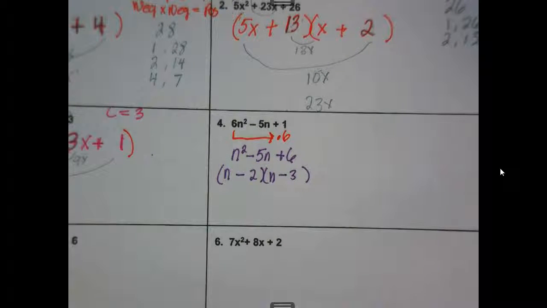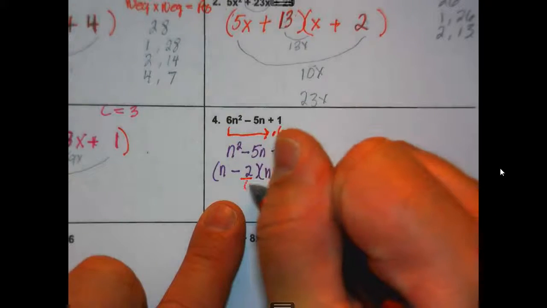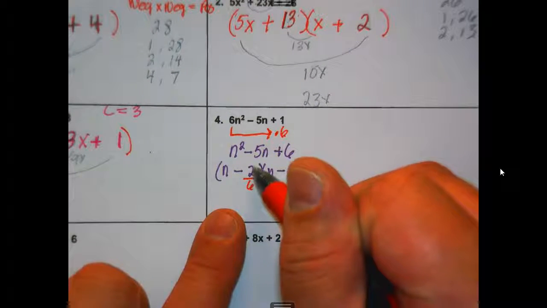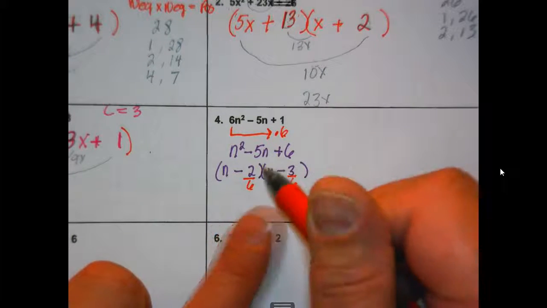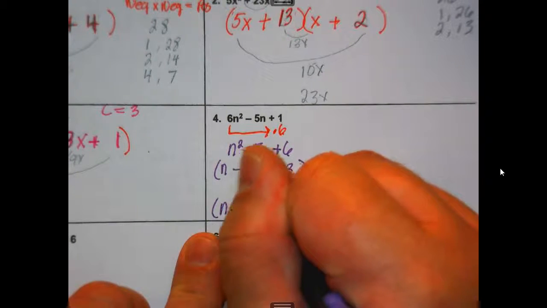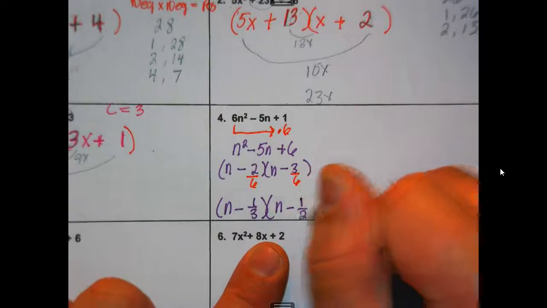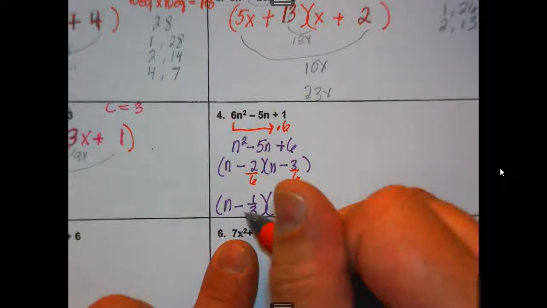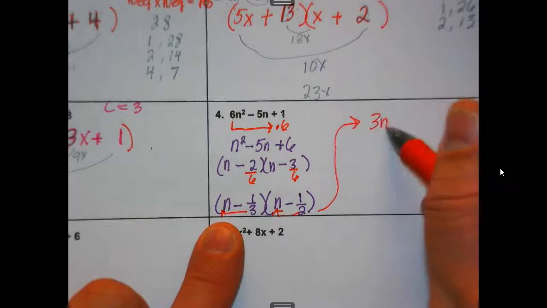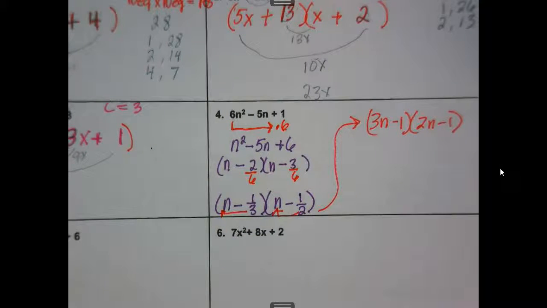Now, step 3. Since we slid the 6 over, we have to divide by that 6. Divide by 6. Divide by 6. 2 divided by 6, well, it doesn't divide easily, but you can simplify this fraction, right? 2/6 is what? 1/3. So we have n minus 1/3 and n minus, what's 3/6? 1/2, right? Then it says, if you get a fraction, slide that in front of the variable. So we end up with 3n minus 1 times 2n minus 1.